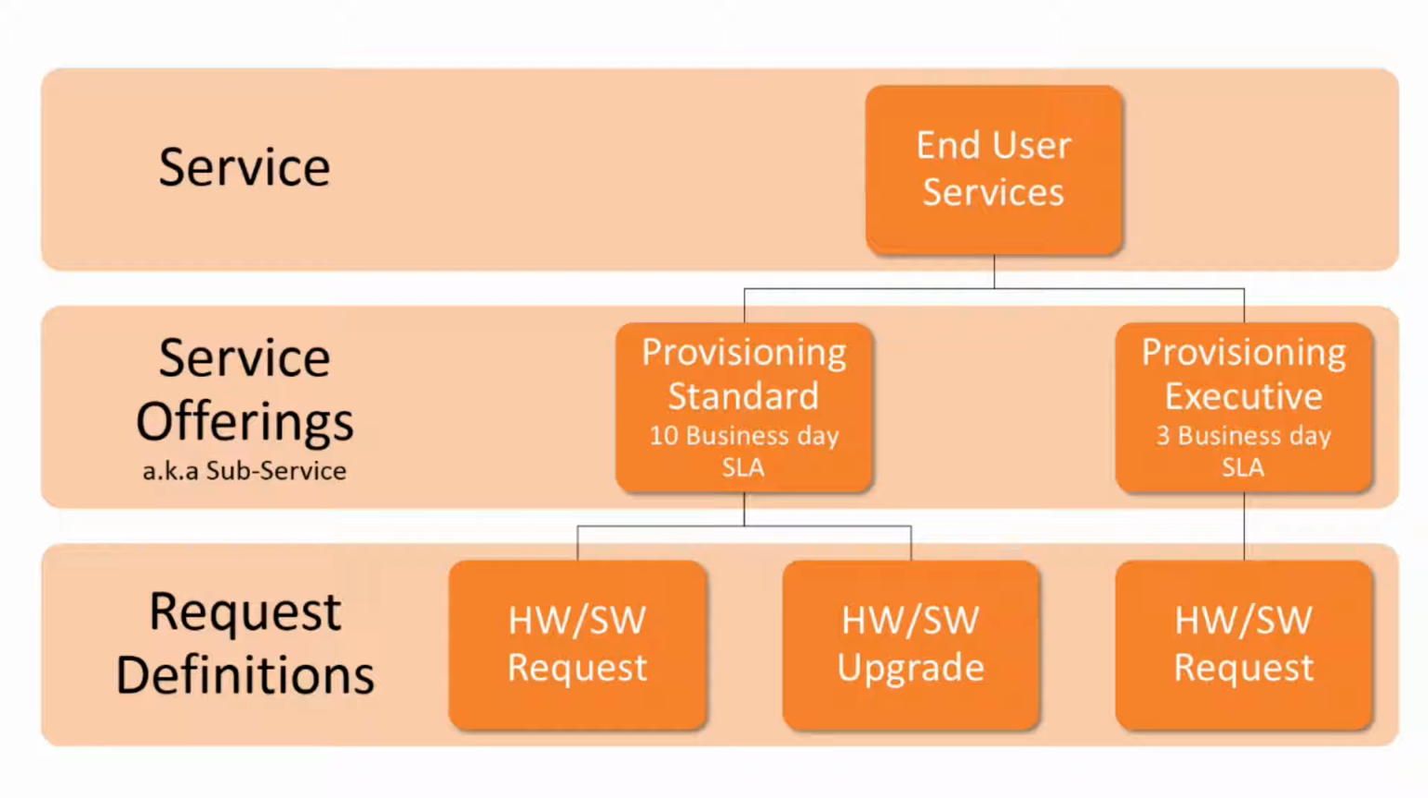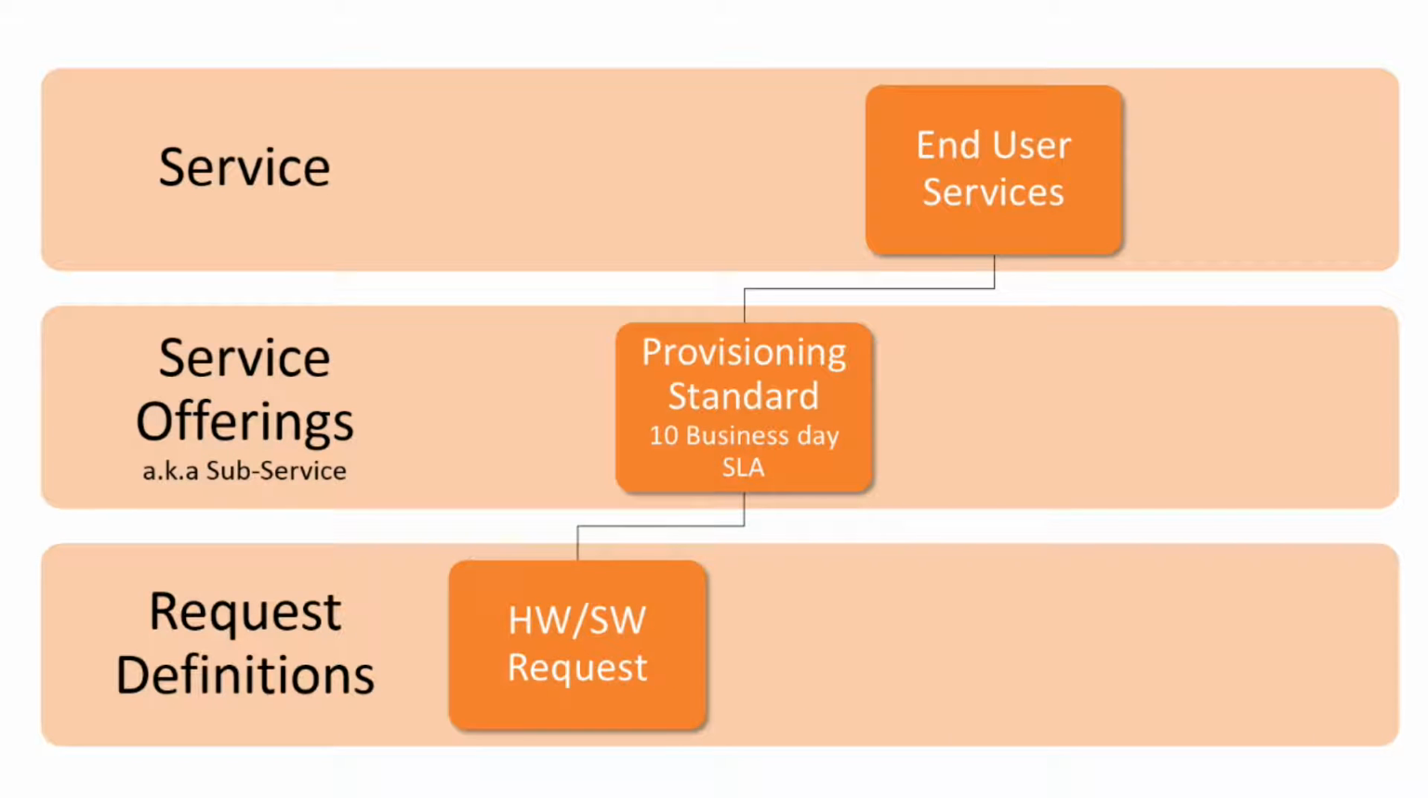So now let's take all of this and put it together at a high level. We're going to be calling the service end user services. We then have the service offering, and we have a standard one that we saw, the 10 business day SLA, and the executive one, which was a 3-day SLA. For the request definitions, we just saw the one here, the hardware software request form. But there's also a hardware software upgrade that they may want to add later, or another hardware software request that might be different for the executive offering. Today, we're going to focus on the hardware software request under the standard 10-day business SLA. So let's begin.